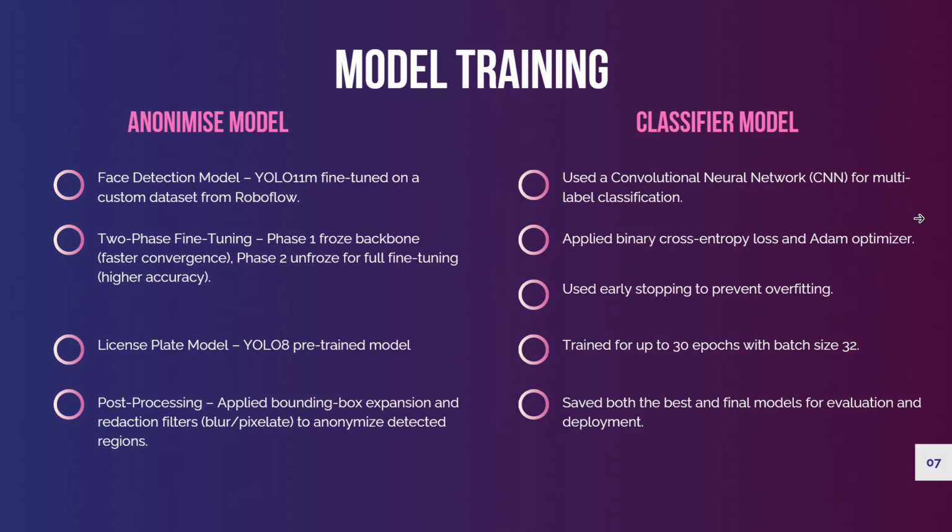In our anonymization module, we targeted two key privacy risks: faces and license plates. For face detection, we fine-tuned a YOLO model in two phases. First, freezing the backbone for faster convergence, and then unfreezing it for high accuracy.